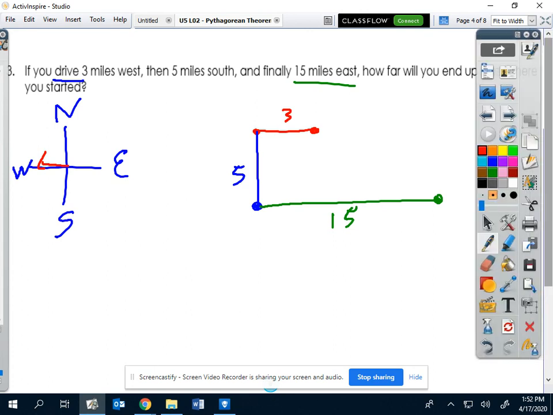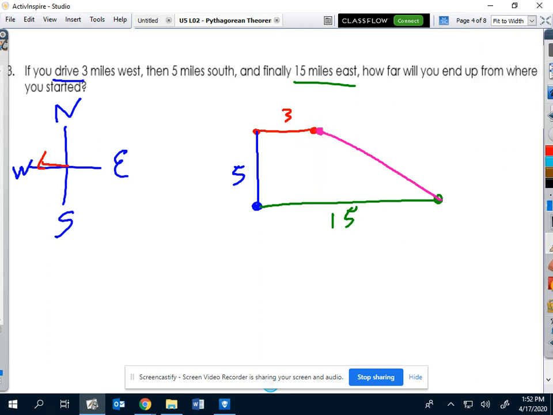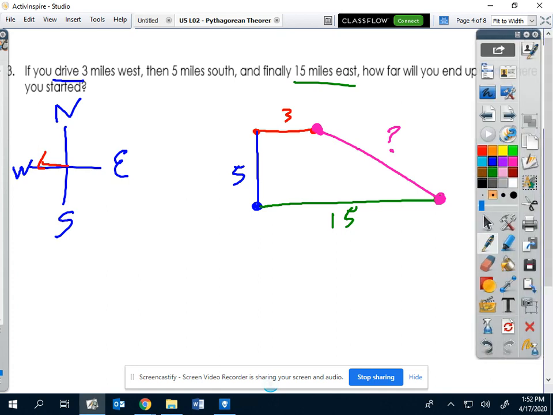And the question then says, well, how far are you from where you started? So basically, what is this distance right here? How far are you now? This is where we are now. This is where we started. How far are we from there? And you should be like, well, that's not even a triangle. And you're right, it's not a triangle. But look at it for a quick second and ask yourself, how could we make it a triangle? And not just any triangle, a right triangle. So to make it a right triangle, think about where we could add a line that would create a right triangle. Hopefully, you're thinking right here.